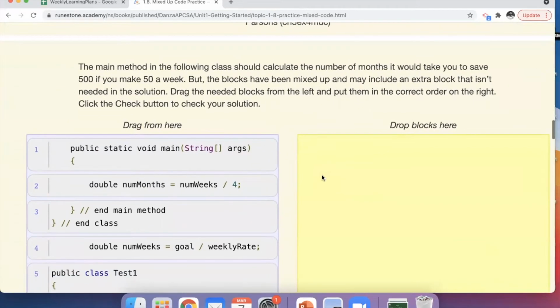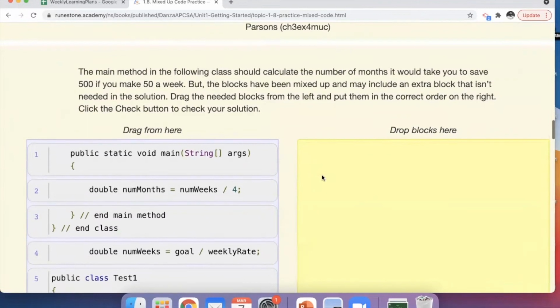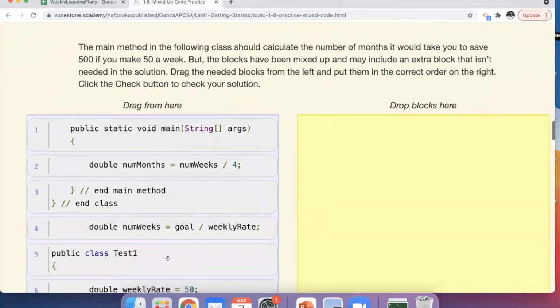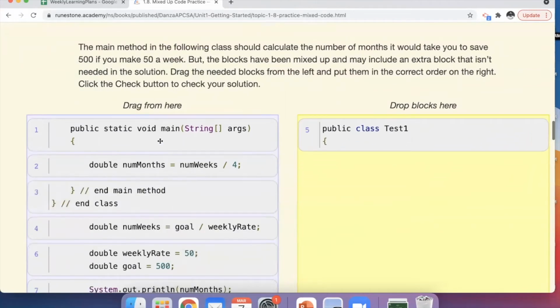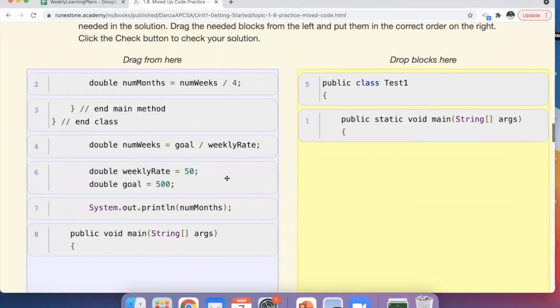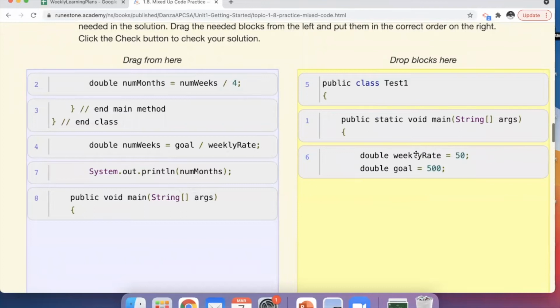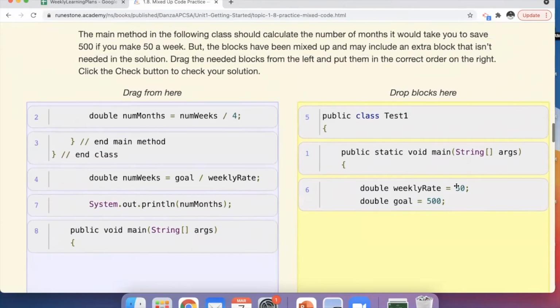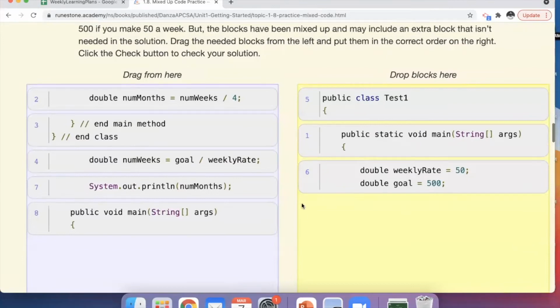The main method in the following class should calculate the number of months it would take you to save 500 if you make, I'm guessing that's supposed to be dollars. Number of months it would take to save $500 if you make $50 a week. They didn't include the dollar symbol, but all right. So we've always got to open up our class. We're going to use our main method. Okay. Looking at some of these variables here, declaring some of our variables. Our weekly rate was $50 a week. Our goal is $500. Okay.